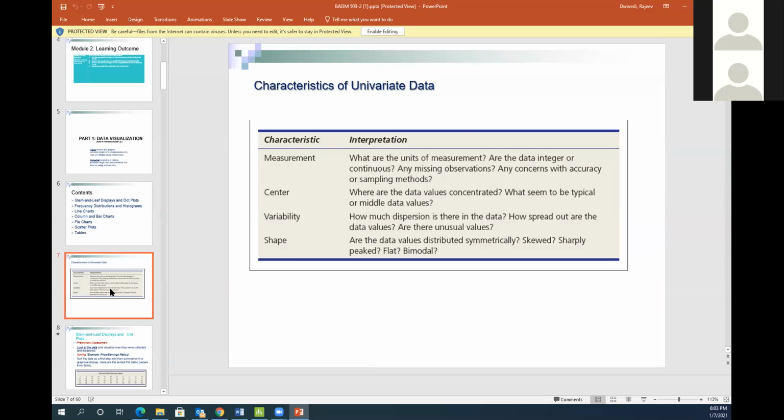Center, where the data values are concentrated. So where is the center? What seem to be typical data values? So that is what we are interested in. Variability, how much dispersion is there in the data? How spread out are the data values?